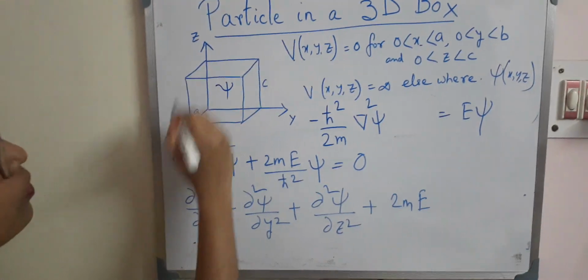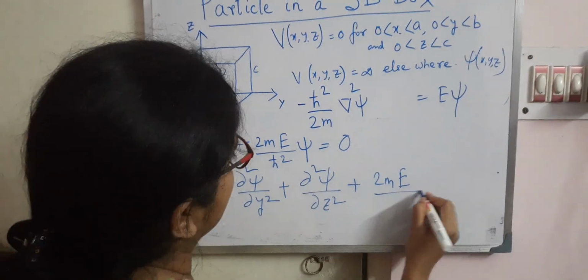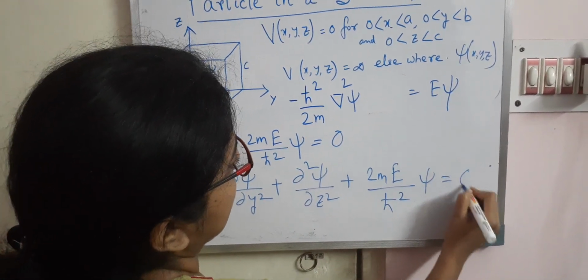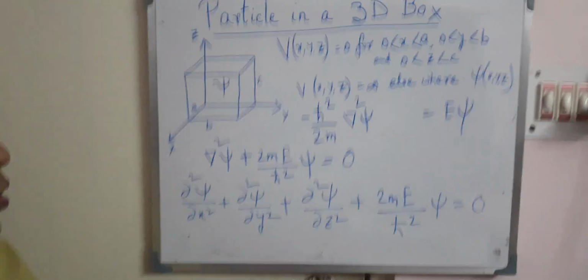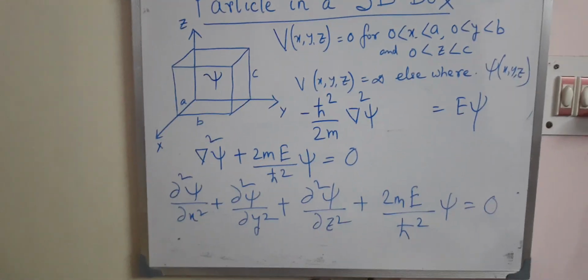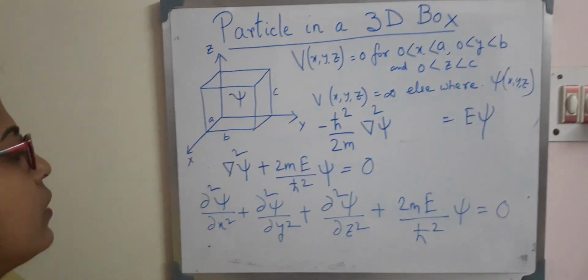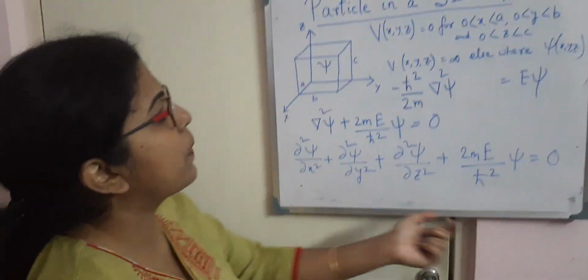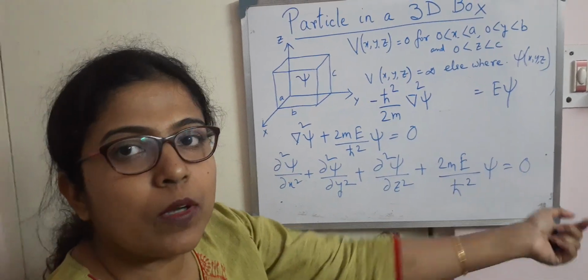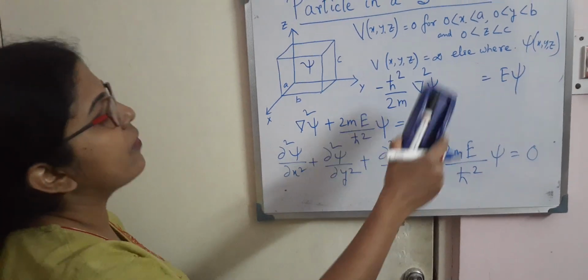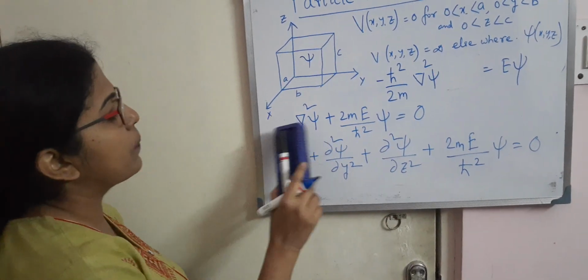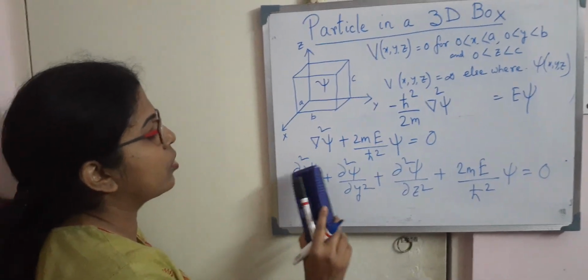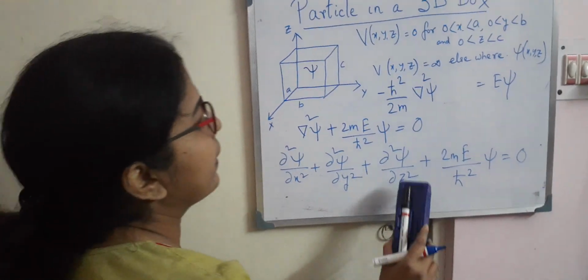As we have drawn the box in terms of Cartesian coordinates, the equation is equal to 0. If you compare with your 1D equation, there psi was a function of x only. So you had only this term plus this constant into psi equal to 0. But now psi is a function of x, y, z. So you have the dependence of psi on x, y and z, and you have the second order derivatives in terms of x, y and z.